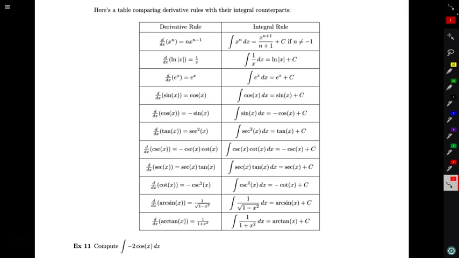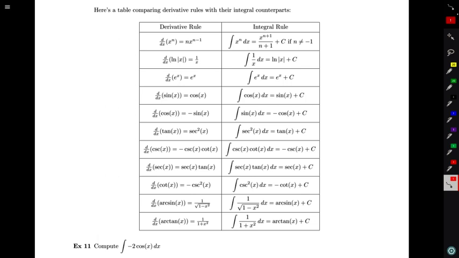And finally, I've listed two of the inverse trig functions. These are the only two inverse trig functions that you're going to need to know for the purposes of integrals. So I've included these as well.